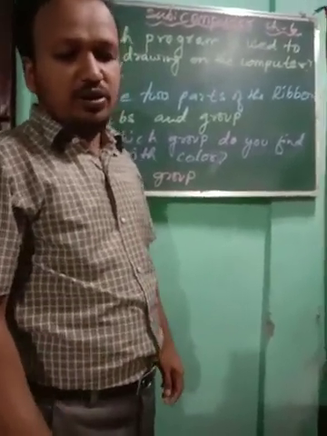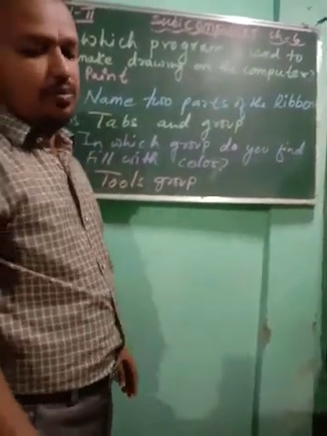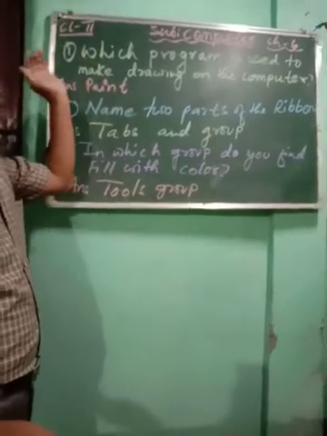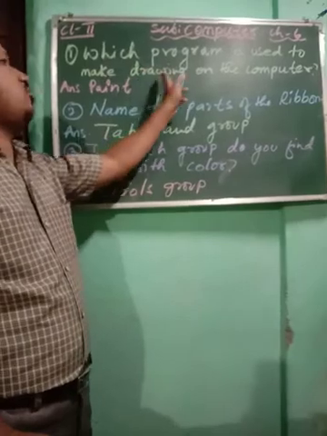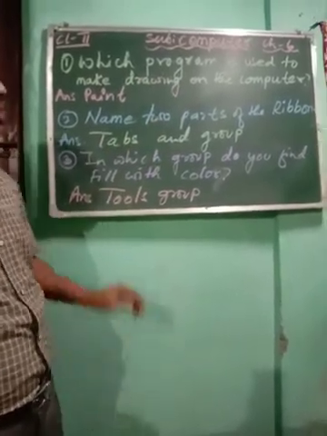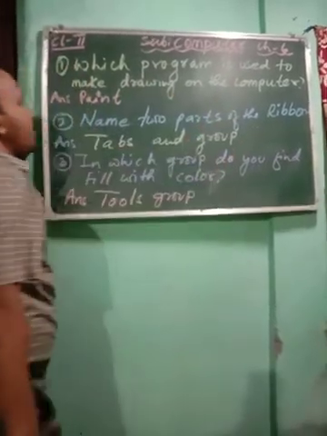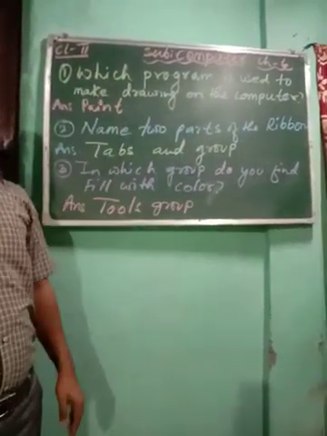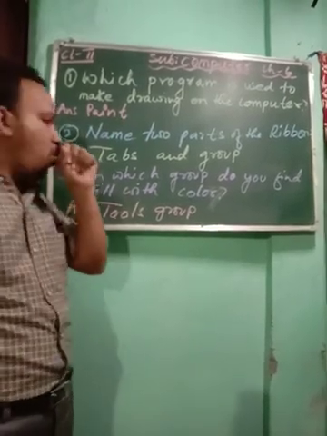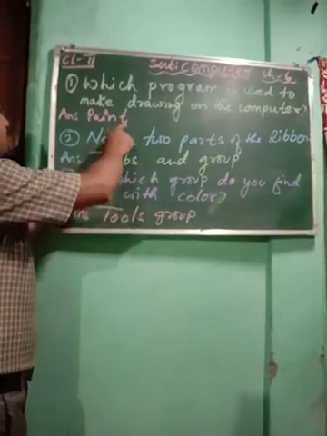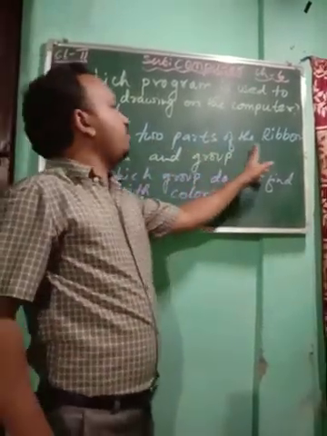You can draw pictures on a computer using a program called Paint. Paint is the only program you can use for drawing on the computer. So what is the question? Which program is used to make drawing on the computer? That is your Paint. Okay children, very easy answer, P-A-I-N-T, Paint. Quite easy.